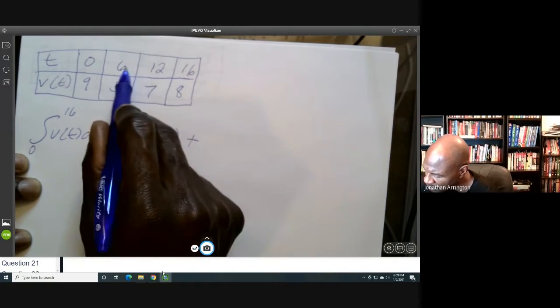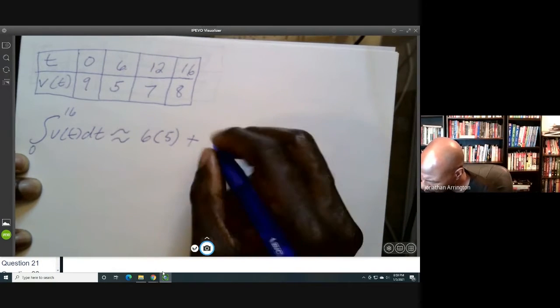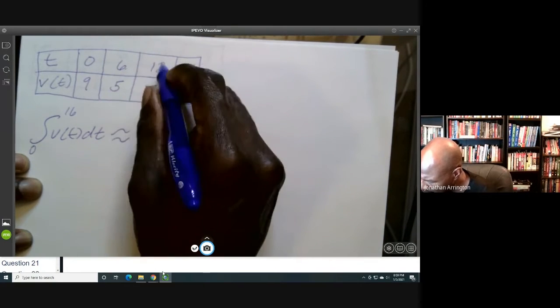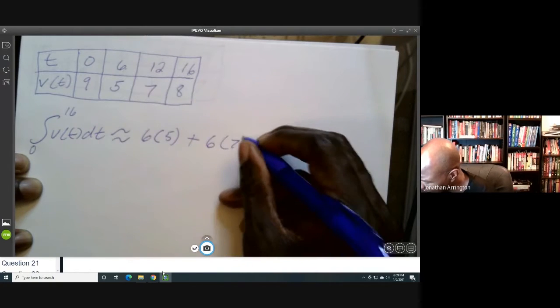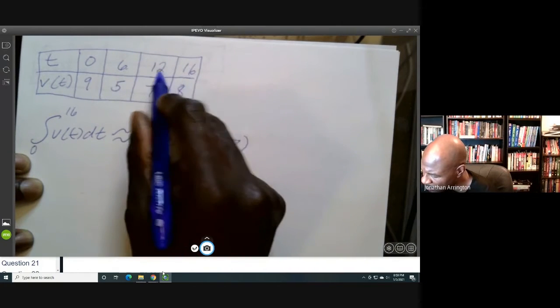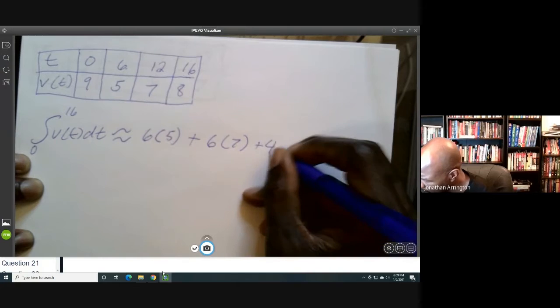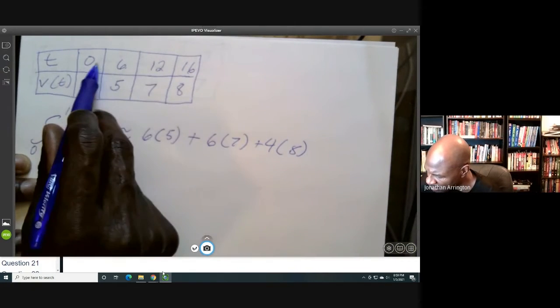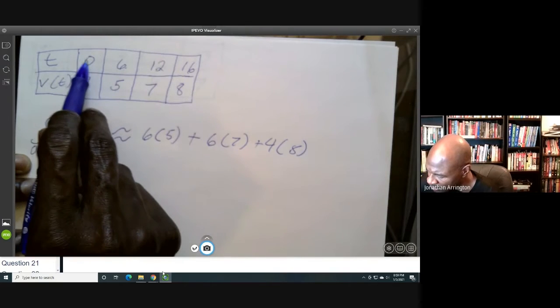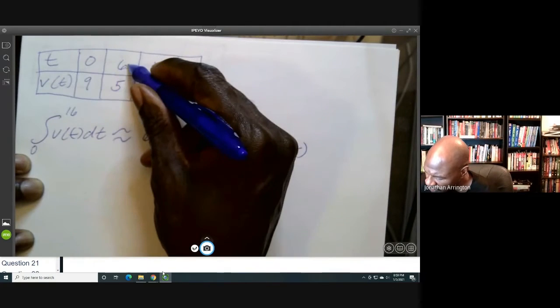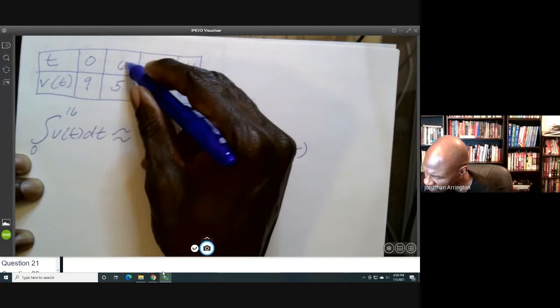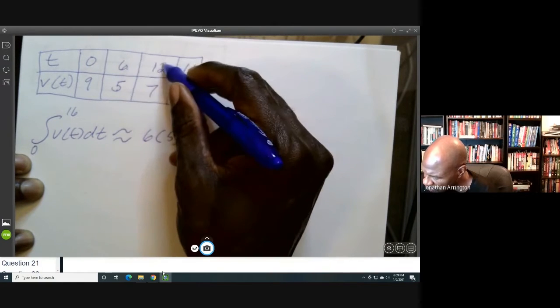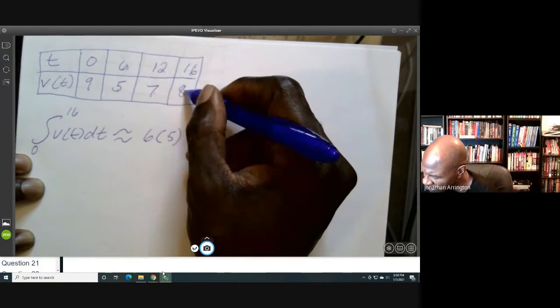The width of the second rectangle, just 12 minus 6, also happens to be 6, and the height is 7. And then for the last one, the width of the rectangle is 4, and the height is 8. So just going back on the heights for each subinterval, I'm evaluating the function at the independent variable to the right. So v of 6 is 5, v of 12 is 7, v of 16 is 8.